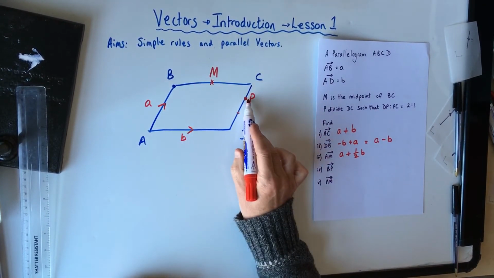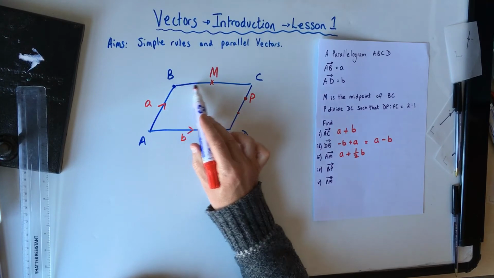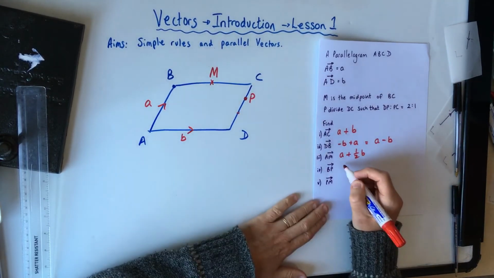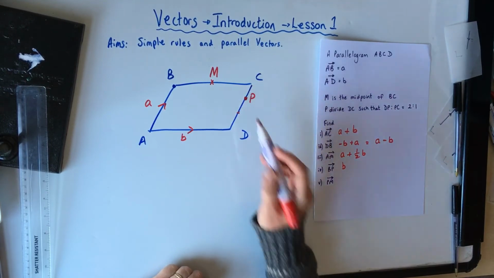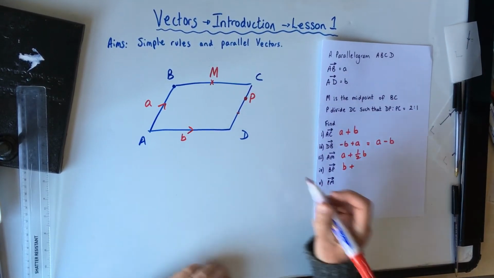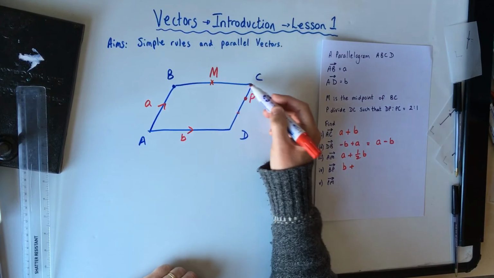B to P. Okay, so that's a B along there, isn't it? So that's a B. And we're adding this bit on. So we're going to add on, now I've put that there, I shouldn't have done that really, but we're going to add on this bit.